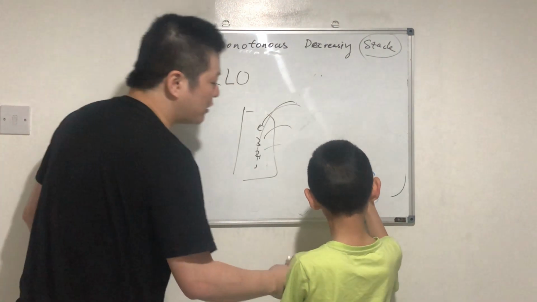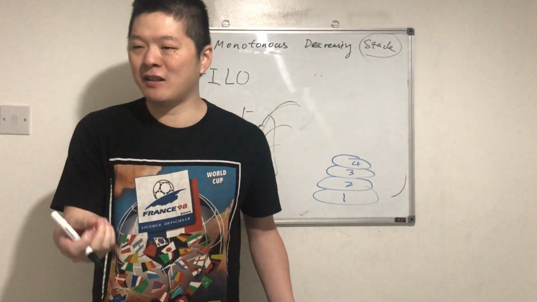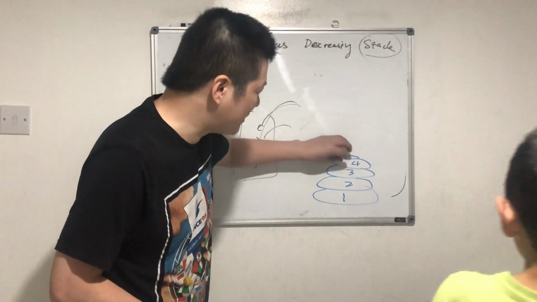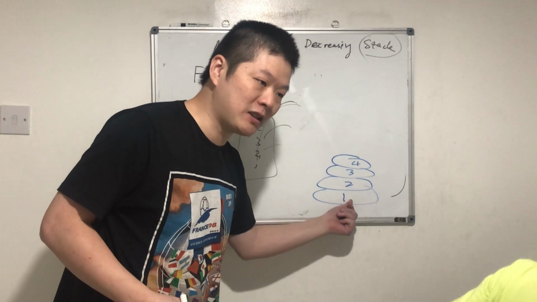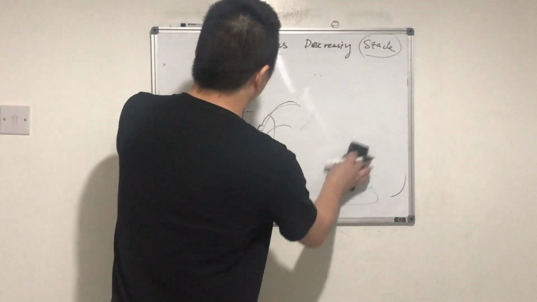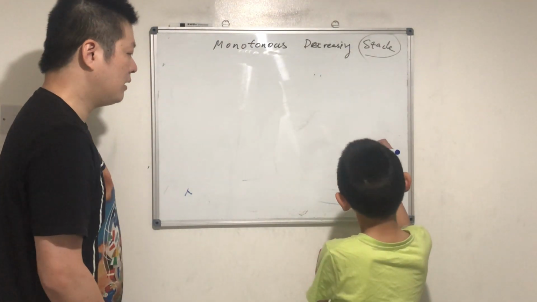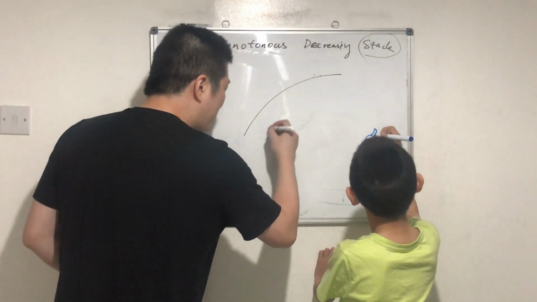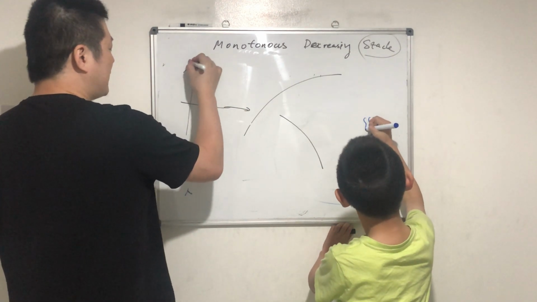Yes? So you put a bigger plate first, but the bigger plate, you always take it last, right? You put it in 1, 2, 3, 4 in this order, but when you take it out, you'll get 4, 3, 2, 1. Does it make sense? Yeah, because this is the bottom of the stack. This is the top of the stack. So the thing here is the monotonous decreasing stack. What's monotonous? I don't know.